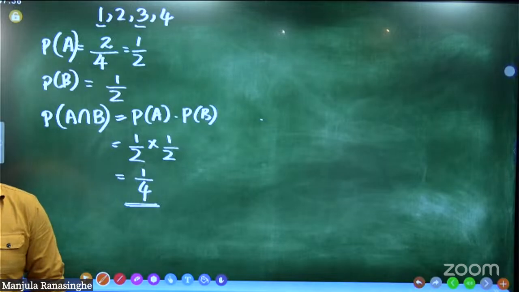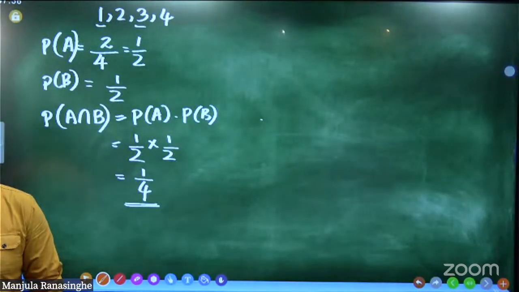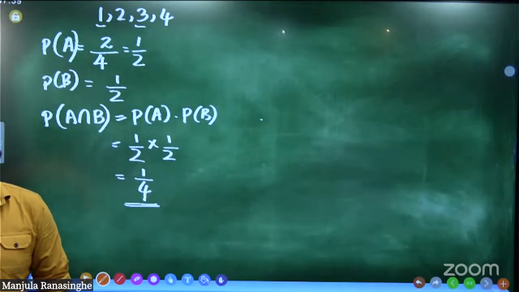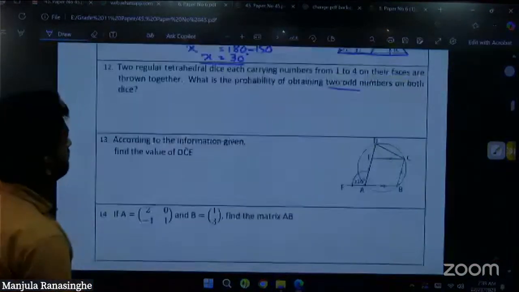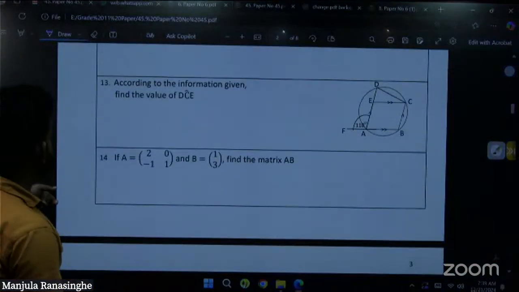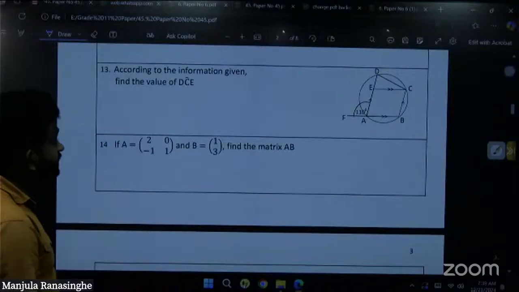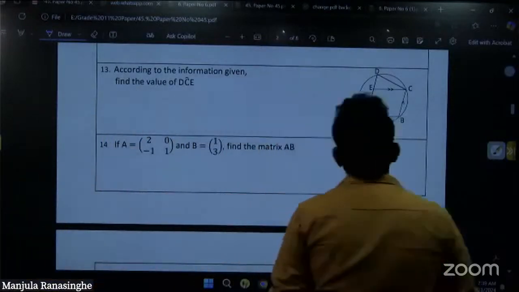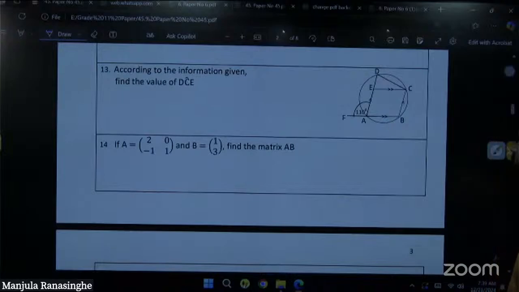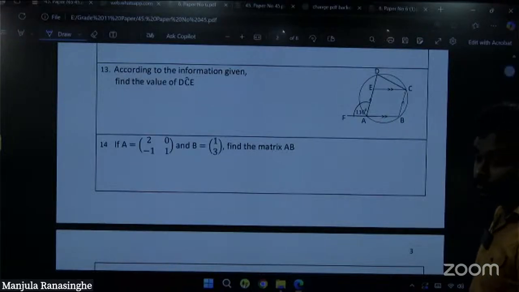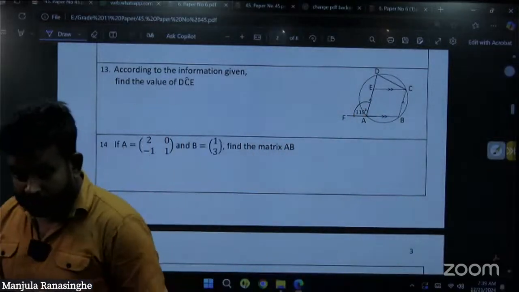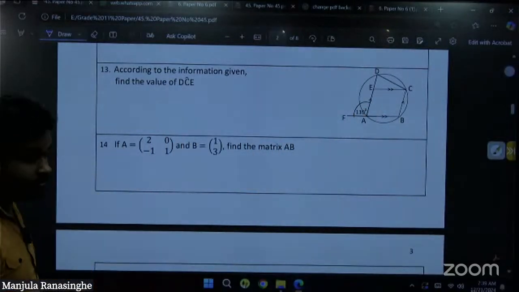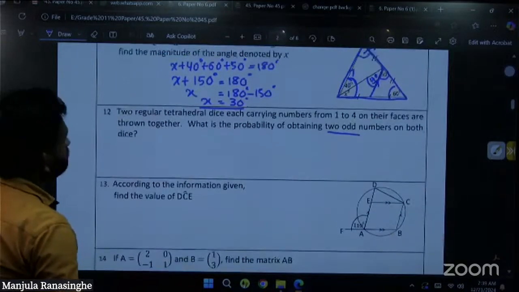Right, learn those concepts. Okay, now the question number 13. According to the information given, find the value of DCE, right, DCE they are asking. Here I can see that this is a parallelogram, two conditions, 12th question, 12th question again, okay. Right, check the 12th question, right.